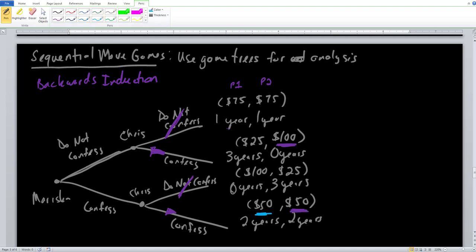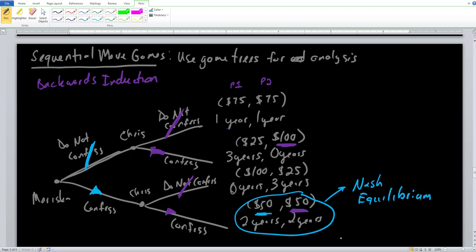So here, Mariska says, I'm never going to go down that path right here. I'm never going to choose do not confess. I am going to confess. And what do we see happening here? We notice that Mariska chooses confess. Chris chooses confess. We have 2 underlines right here. So therefore, this is going to be seen as our Nash equilibrium.